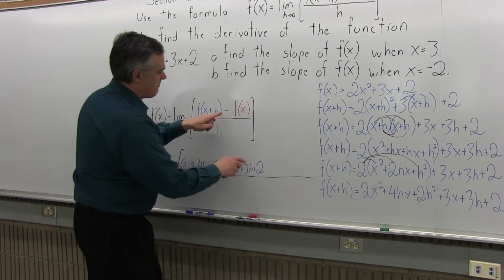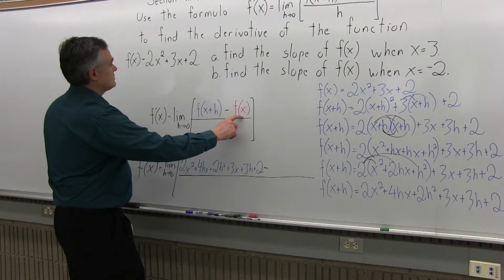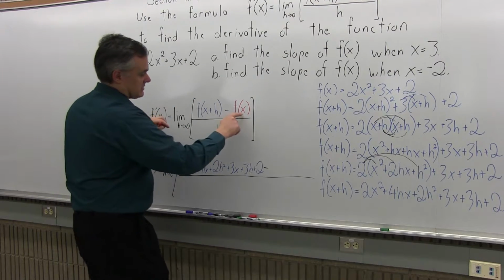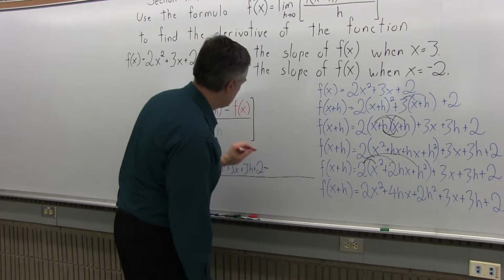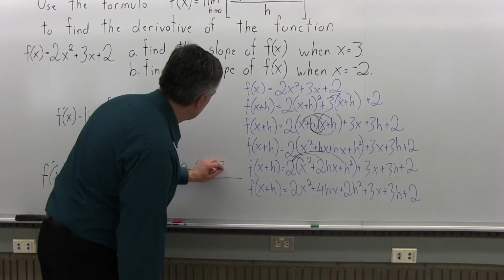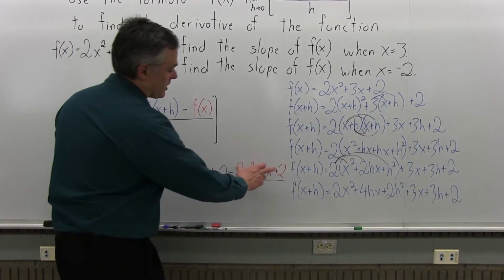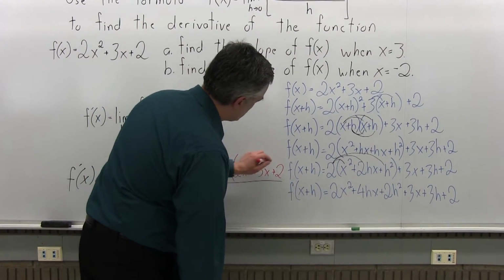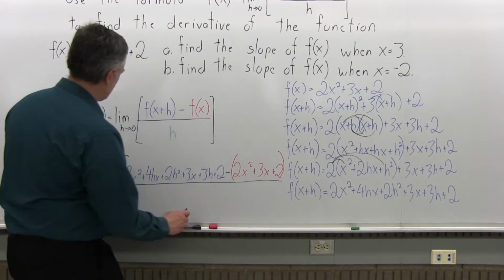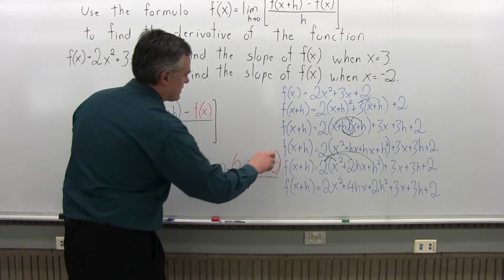So we have minus, right there, minus f of x, which is given in the problem. F of x is given. It's 2x squared plus 3x plus 2. So when I subtract off f of x, it's going to be minus 2x squared plus 3x plus 2. Now, as I've mentioned in previous problems, when you're subtracting off that f of x, make sure to use parentheses so that you're really subtracting off all of f of x. And then in the denominator, we just have an h. And I'll close the brackets.